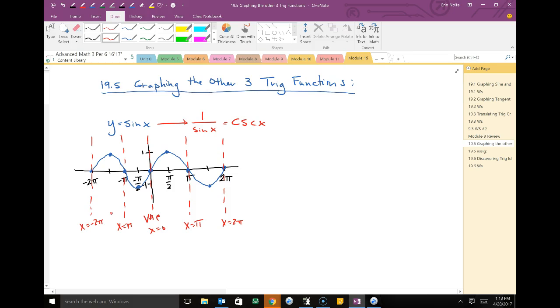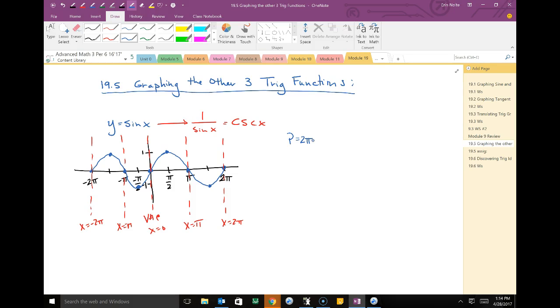Can anybody give me an observation about the distance between the vertical asymptotes? They're pi apart. Okay, so let's relate that to a period, because that's where we initially drew our sine function. If our period happens to be 2 pi, how can we make a statement between the vertical asymptotes and the periods? It's exactly half of them.